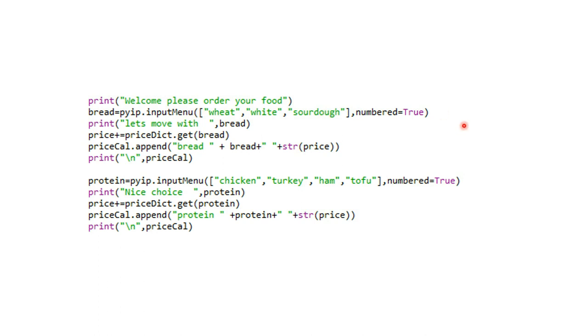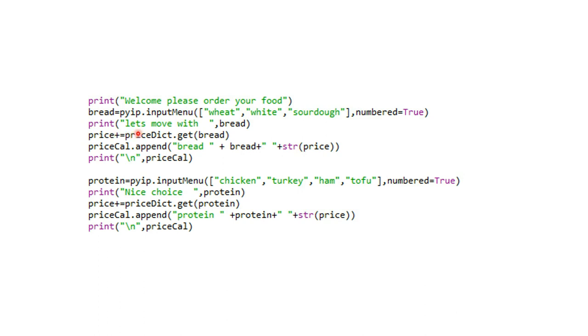So number true means there will be numbers 1, 2, 3. You can either select the name or the number. Then there will also be a limit, a timeout, where he has to choose in 8 seconds or something. But here we are not putting that, because a customer can take his time, right? He can be a confused one, so that's why.